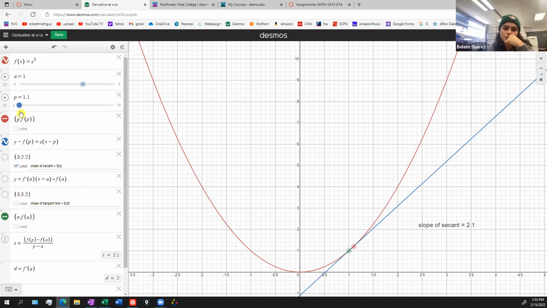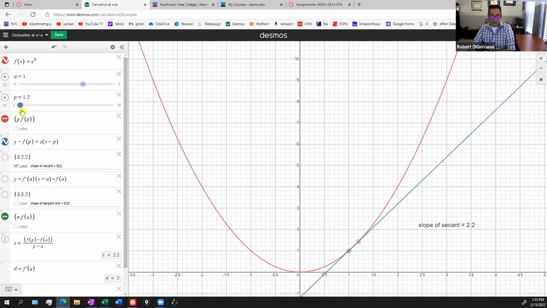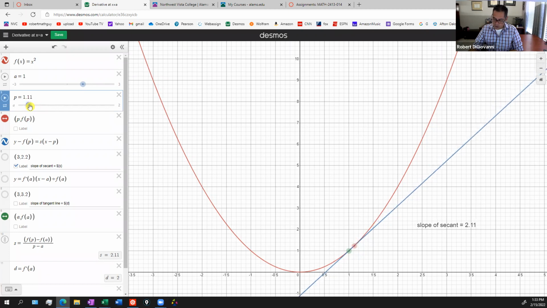2 or 1. 2, right? It looks like it's headed to 2. Let me do something here. Let me make this go from 2, go 0.0. Okay, let me try that. So as I move in here, look at that slope: 2.154, 2.12, 2.11, 2.08. Doesn't it look like it's getting closer and closer to 2?